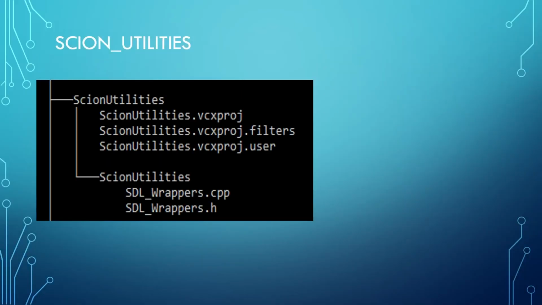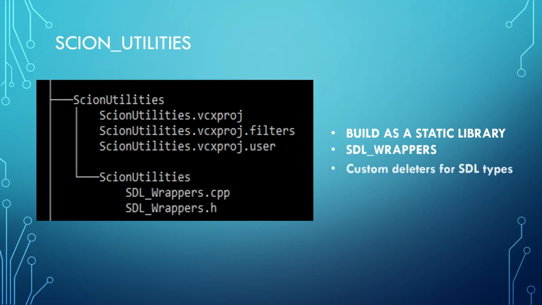For now, Scion Utilities will only have 2 files, the SDL wrappers.h and SDL wrappers.cpp. We will be building this as a static library as well, and it will be referenced in the other projects. The SDL wrappers will be custom deleters for some SDL types. This will allow us to use smart pointers for the C-style pointers in SDL. This will help handle some cleanup if we forget to put that in.